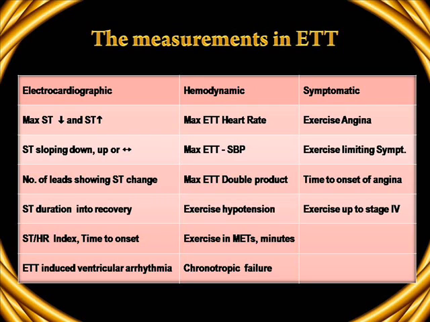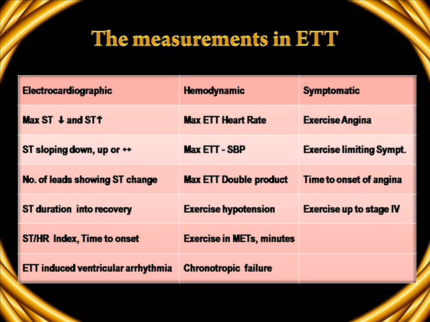ST segment depression divided by the heart rate peak is called the ST by HR index. Time to onset of the ST segment depression is important. ETT induced ventricular arrhythmias have to be recorded. Hemodynamic parameters like maximum ETT attained heart rate, maximum ETT attained systolic blood pressure, maximum ETT double product, which is systolic blood pressure maximum multiplied by the maximum heart rate.